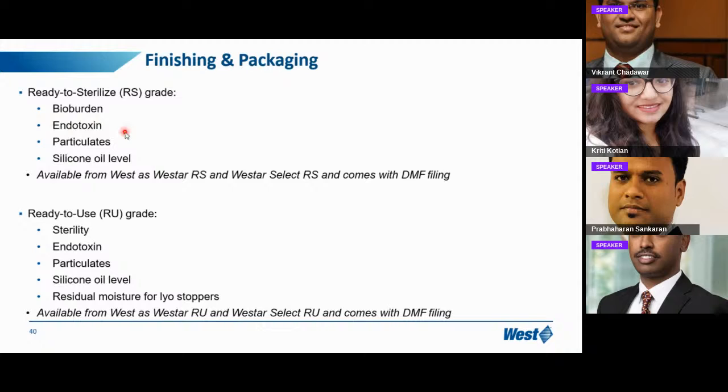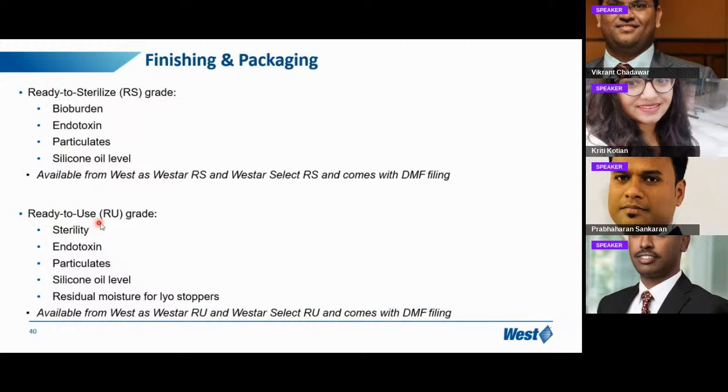We also check the endotoxin. What is the meaning of endotoxin? It is a type of pyrogen and a component of gram-negative bacteria, such as E. coli. That we also check for each lot. Particulates, whether there are any particulates present in the rubber stopper, that we also check for each lot. How much silicone oil is recommended is based on the machine they have, whether they require level 1 coating or level 2 coating. That is what we generally check for the ready to sterilize grade.